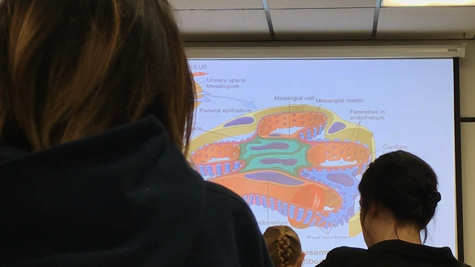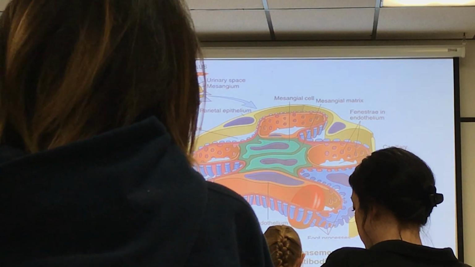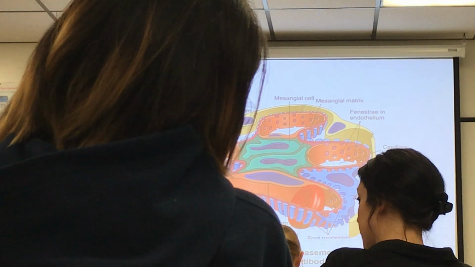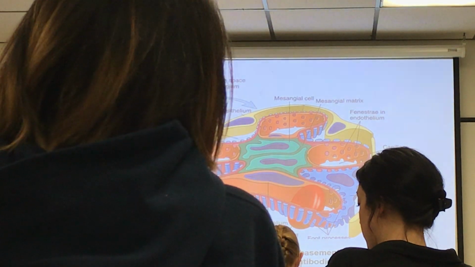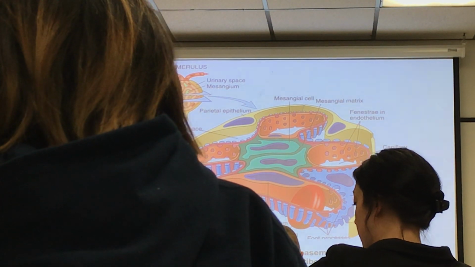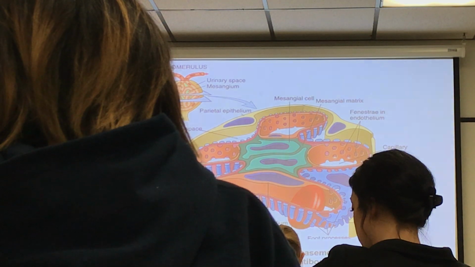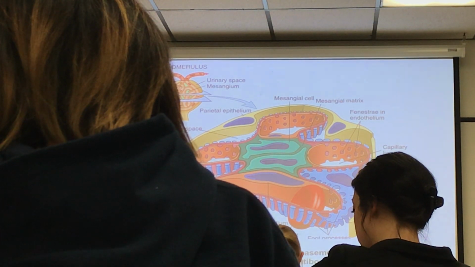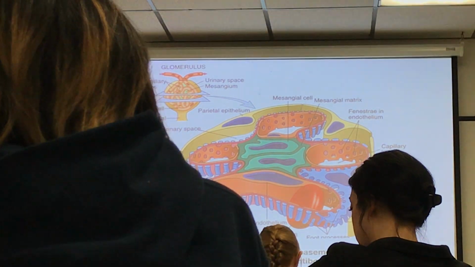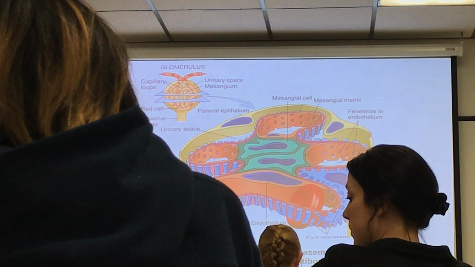Okay? Now, so the renin is in response to low blood pressure. The prostaglandins is in response to low blood pressure. Okay? Glomerular filtration is in response to high blood pressure. We have one more component in response to high blood pressure.